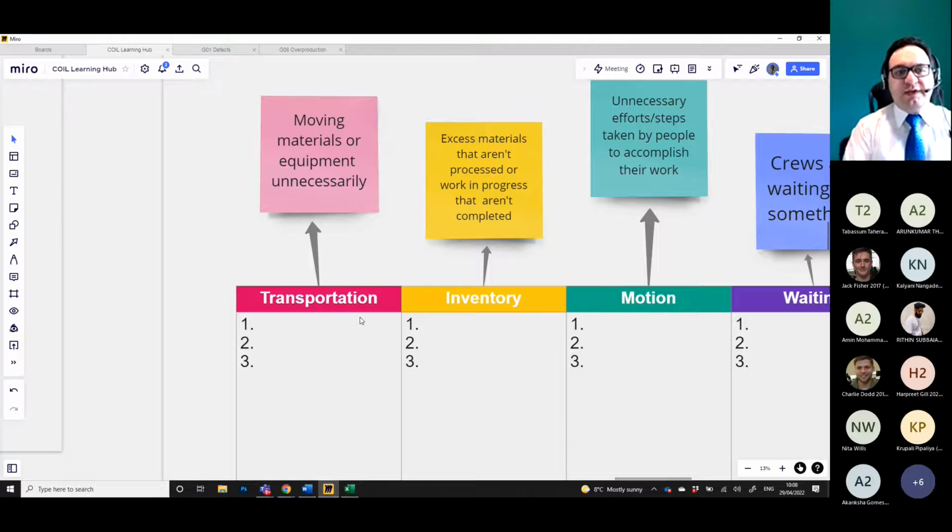We move things around the site. We move things from one location to another location, from one project to another one. All of these tasks are called transportation waste. Why is transportation waste? What do you think? Open your mic.